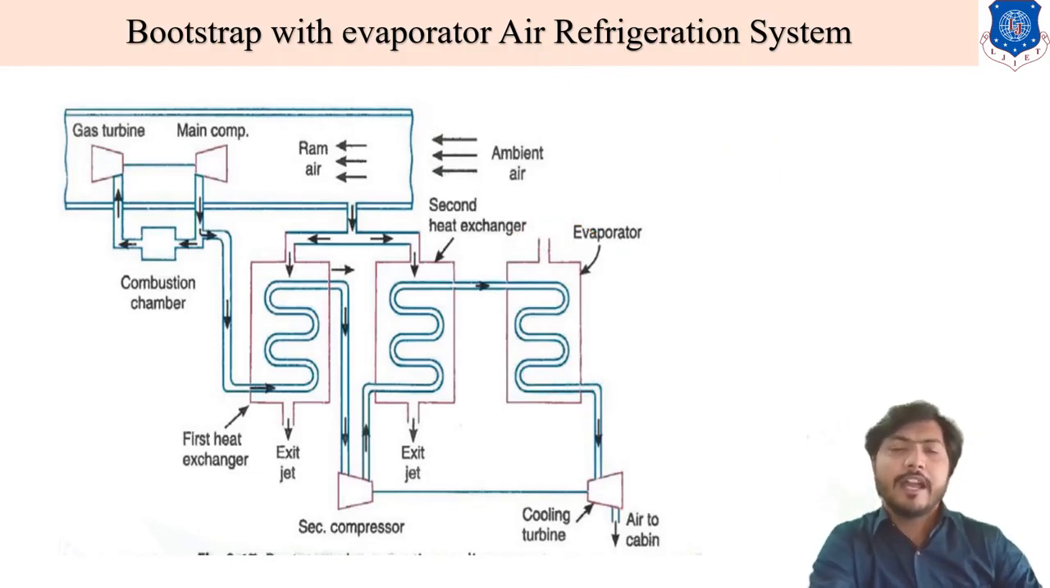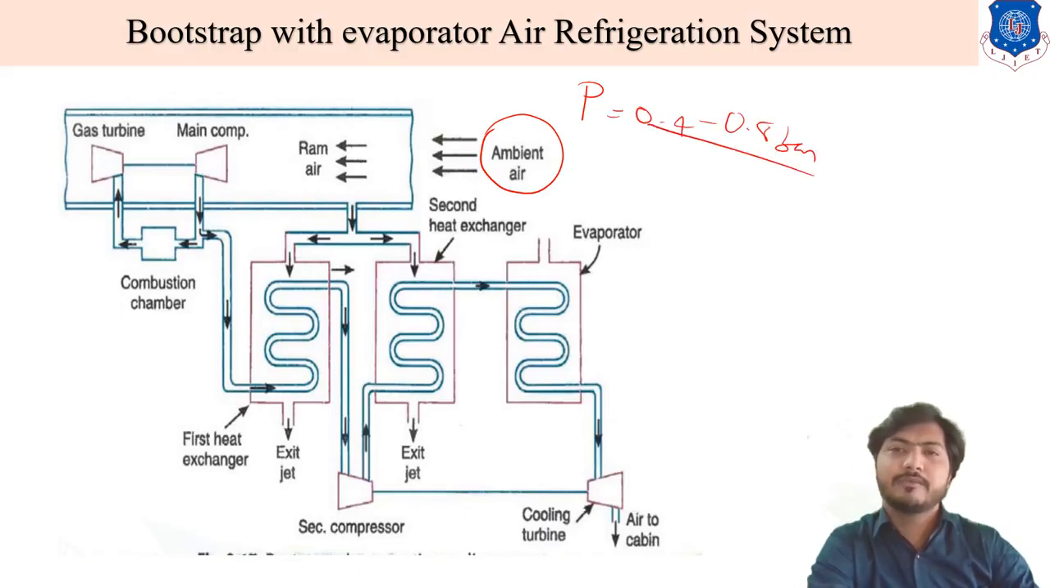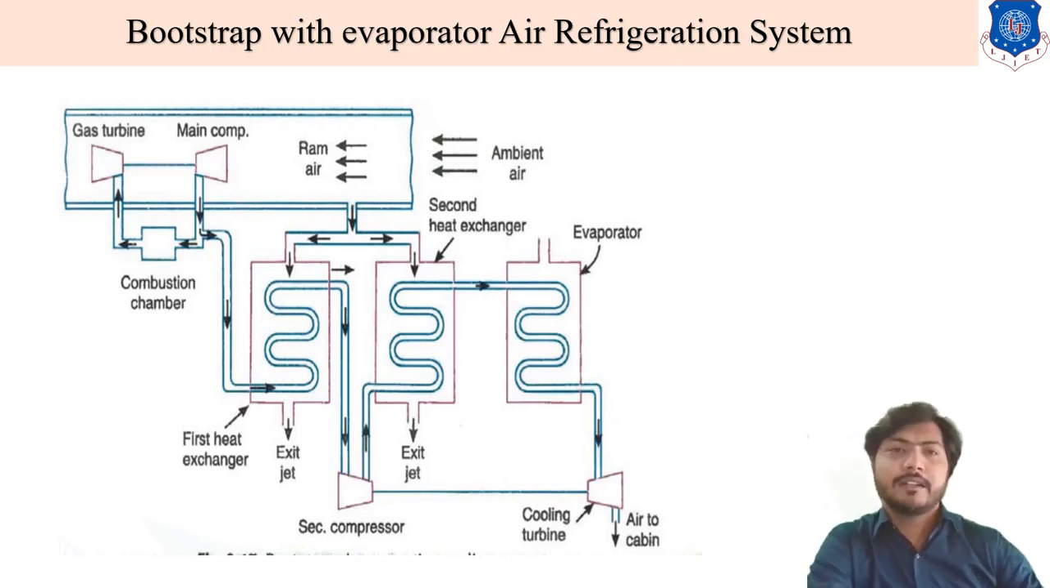Okay, let's start. Ambient air or outside air at high altitude has very low pressure, approximately 0.4 bar to 0.8 bar. This is the range of pressure at high altitudes, above 10,000 meters. That's why the pressure is very low. So if we want to increase this pressure, we use the diffuser here.